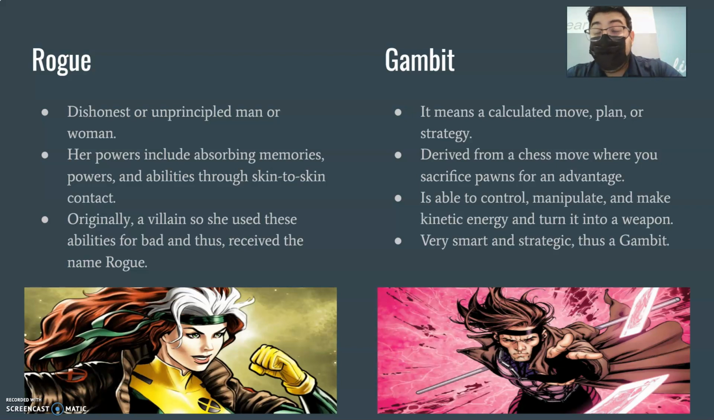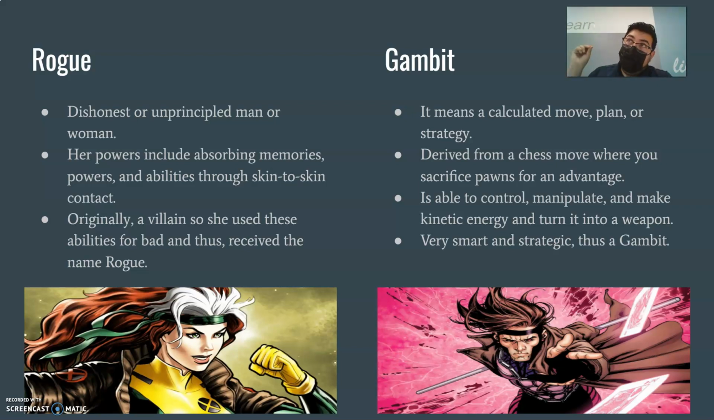Next up is Gambit, her love interest, actually. Gambit is another word for a calculated move, plan, or strategy. You may have heard this from a popular Netflix show called The Queen's Gambit. Gambit comes from the game of chess, and it's when you sacrifice your pawns or any of your smaller pieces for an advantage.